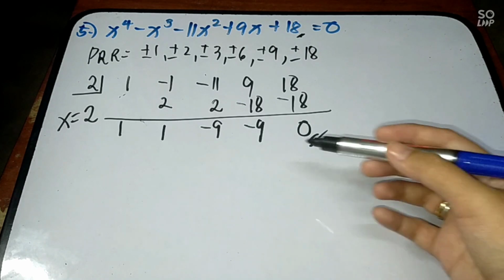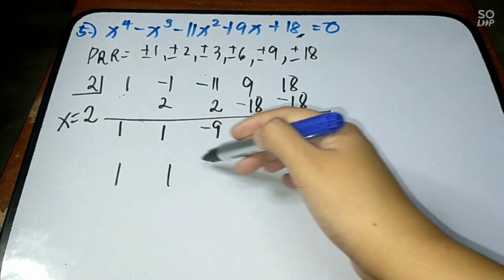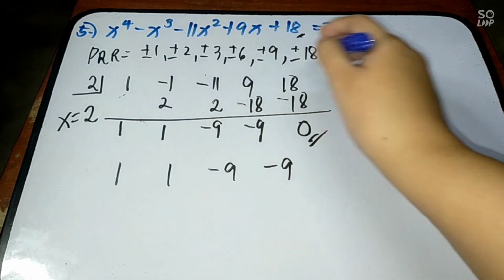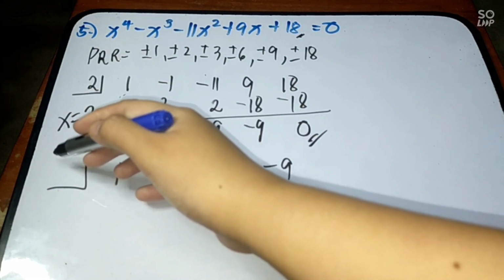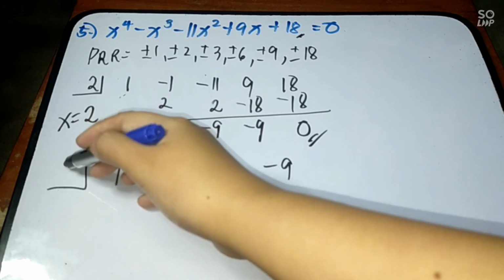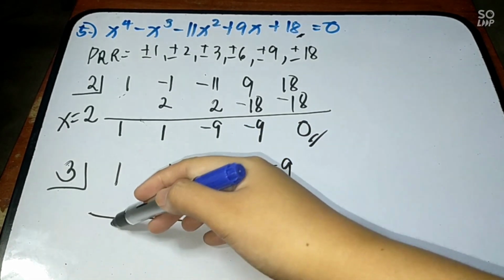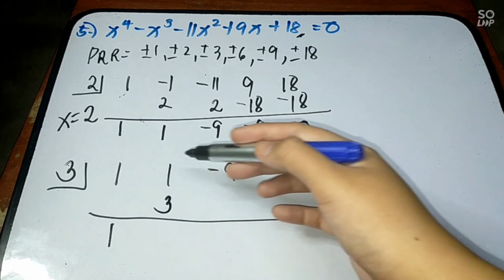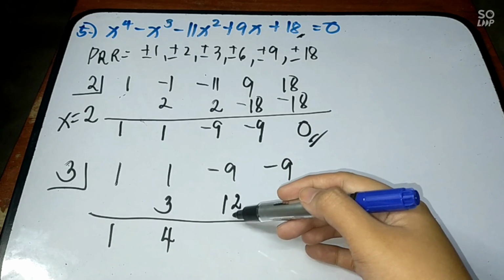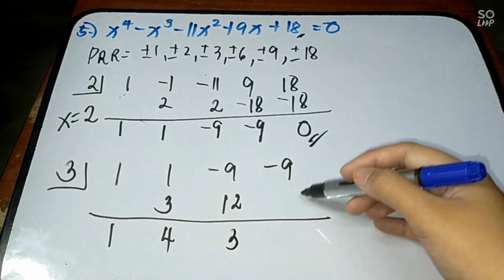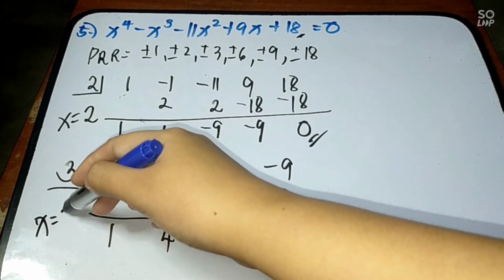Next. Since it is still big, for x cubed, let us try again. So, we have 1, 1, negative 9, and negative 9. So, look again for a number you can try. Let us have here positive 3. Try natin si positive 3. So, bring down 1. 1 times 3, the answer is 3. 1 plus 3, the answer is 4. 4 times 3, the answer is 12. Negative 9 plus 12, the answer here is 3. 3 times 3, the answer is 9. So, negative 9 plus 9, the answer is 0. So, positive 3 is also correct.